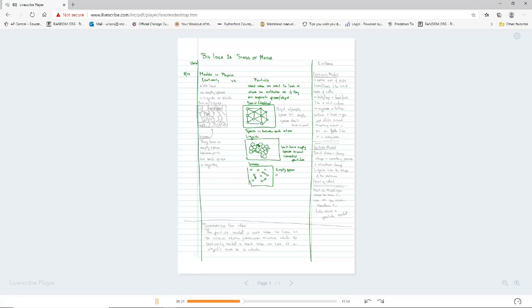The solid is rigid with empty space, just like the other ones. But the empty spaces stay fixed. The empty places don't move around.